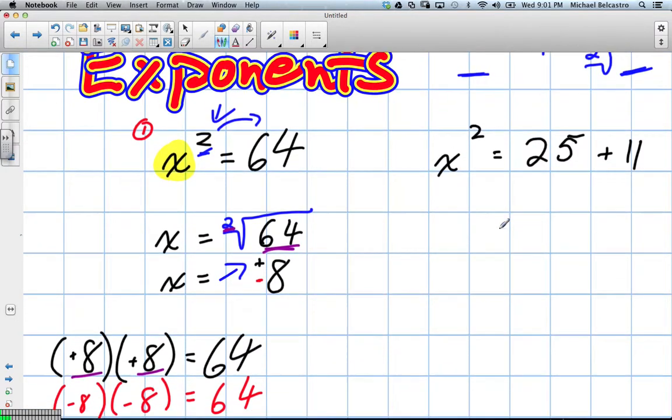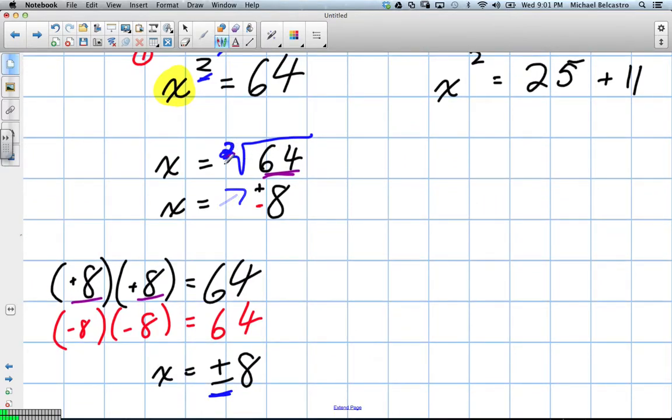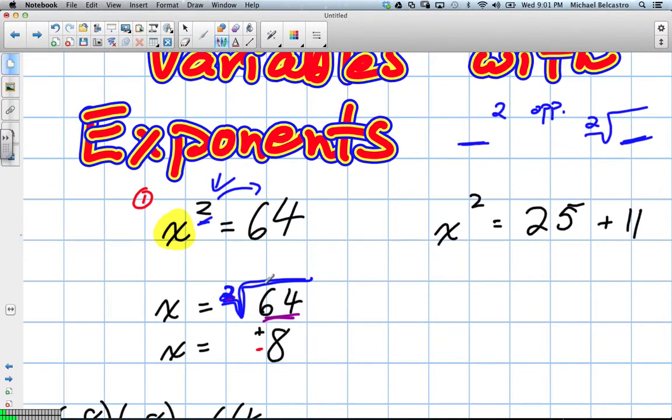Is that okay with everyone? With any of the second roots, when you're looking for the square root of something, there will be two answers to it, as long as the number underneath is not a negative. Okay, so here's our next one.